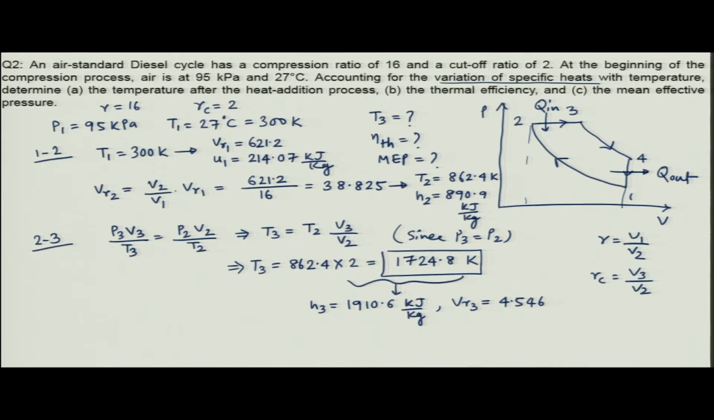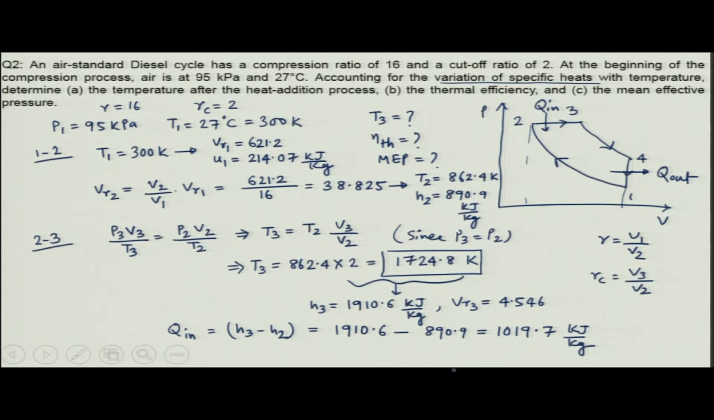Now, I can calculate the heat transferred in this process. Q in is the heat transferred, and that is nothing but H3 minus H2. So, that is the heat transferred per unit mass. So, 1910.6 minus H2, which is 890.9. So, the answer is 1019.7 kilojoule per kg. Okay.